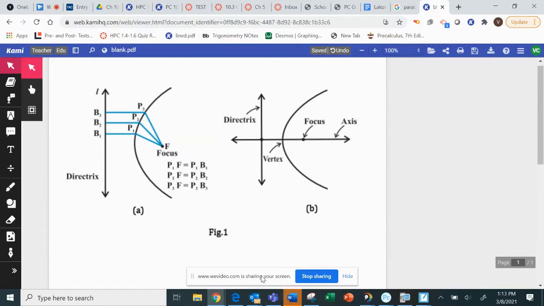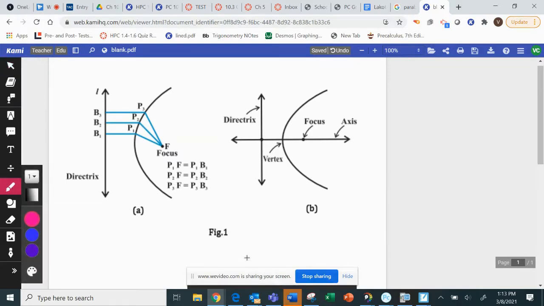The definition of a parabola would be the set of all points that are equidistant from a fixed point, and that's our focus, to a line which we're going to call the directrix. They're equidistant at every single point. The points on the parabola are equidistant between the focus and this directrix at every single point. That's how a parabola is formed.